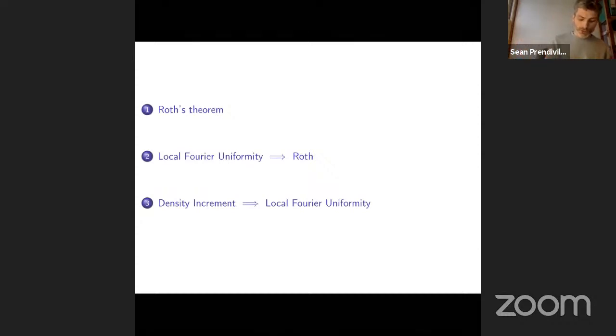So we'll deduce Roth's theorem from a concept I like to call local Fourier uniformity. Any dense set of integers has a small piece which is Fourier uniform on a subprogression. And we can exhibit a three-term progression in our set by localizing to this little Fourier uniform piece. So Fourier uniformity implies Roth. We reduce the task of proving Roth's theorem to establishing local Fourier uniformity, and we'll do that via this technique of density increment. So that's the outline for today.